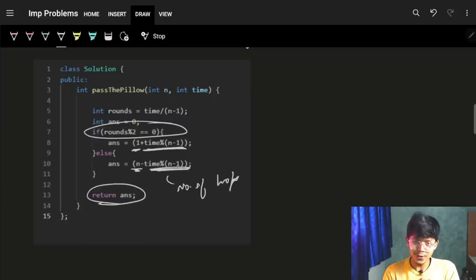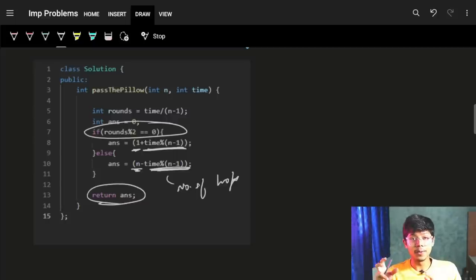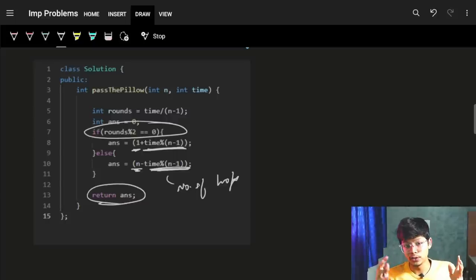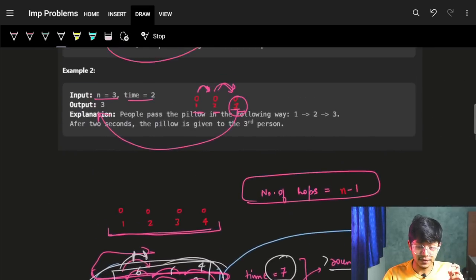I hope that you guys got the intuition, the problem, and how we approached it. Although we could have made it in O of n, we tried to do it in O of 1.